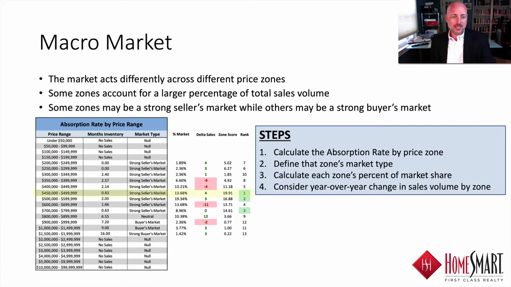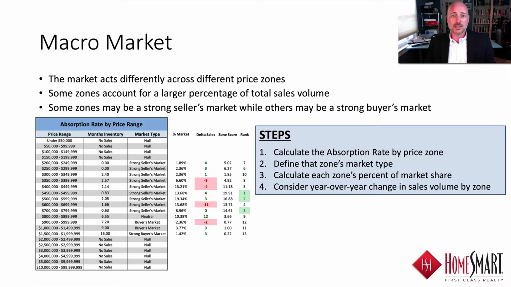So in this case, the $450,000 to $500,000 range is 0.83 months of inventory, so less than one. So it's a super, super strong seller's market in that range. It means they're really inventory constrained. It's almost 14% of all sales in the town of Easton. And that is right now our number one market. So anybody looking for something in that price range is going to find it hard to find. So if you have a home in that price point, you're going to be able to push your price up a little bit because there's not enough inventory.